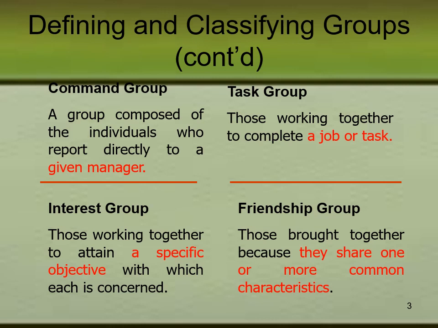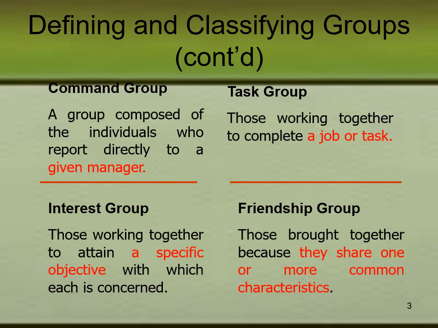Disbanded here means dibubarkan. So the difference between command and task group is that a command group is a permanent group. Okay, group yang bertahan lama. Selagi you bekerja dalam HR department, you will be considered as part of the group, as long as you are still working. And a task group is a temporary group. Once the task is completed, then there is no more group.